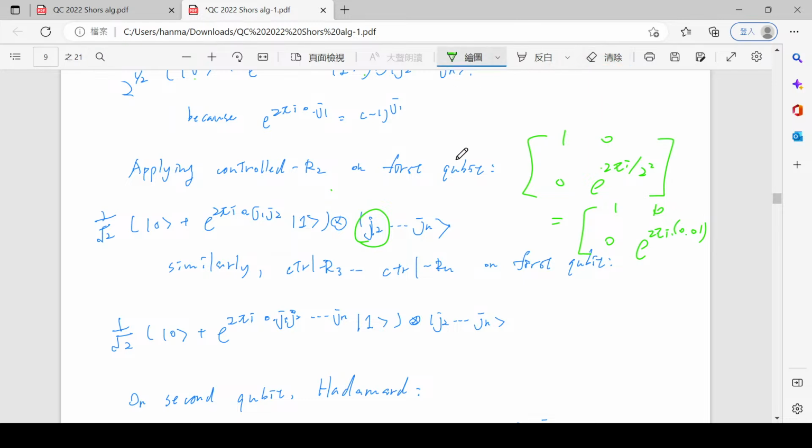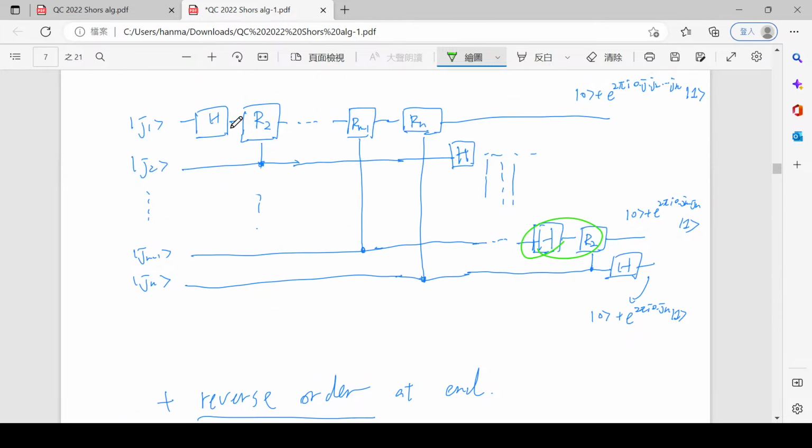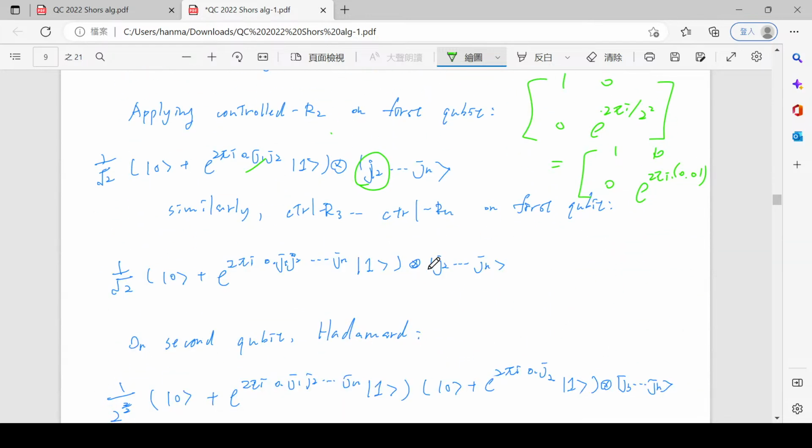This is not too enlightening, but then you see that. So when you do control J2, you do this, and the control J3 will give you this 0.00 J3, because it's exactly the same logic. And so all the controls on the first qubit end up with it. And if we look at this circuit, then you see you control on control all the way to the nth qubit. So then you will have this 0.J1, J2 all the way to Jn factor on your |1>.